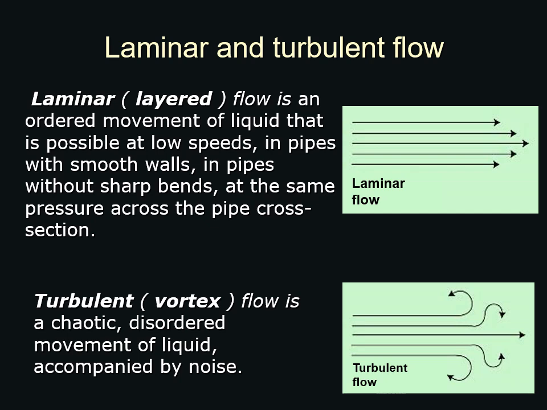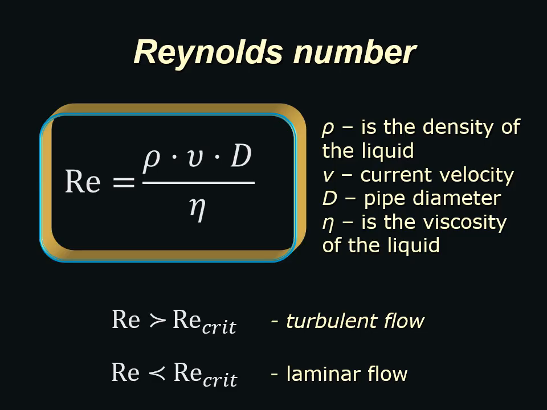In order to quantitatively characterize the nature of the flow, the Reynolds number is used. Here is the calculation formula of the Reynolds number. It is indicated by the letters Re. It depends on the density of the liquid, on the linear velocity of the fluid flow, or blood in our case, on the diameter of the pipe or the size of the lumen, and naturally on the viscosity of the liquid.